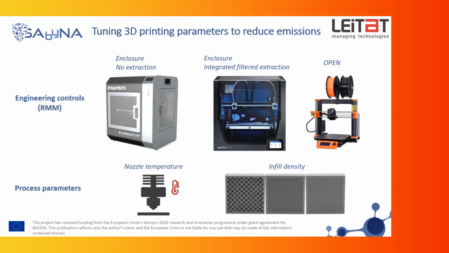And just to highlight that these are commercial ones, so they're available quite broadly. And the process parameters that we variate and we study are the nozzle temperature, which is basically the printer head, the head that is moving around. We can set the temperature there and the infill density. So as you can see, for the same geometry of a certain object, we can have different densities of the material in terms of how we would fill in the material. You can have like 20%, 50%, 70%, etc.